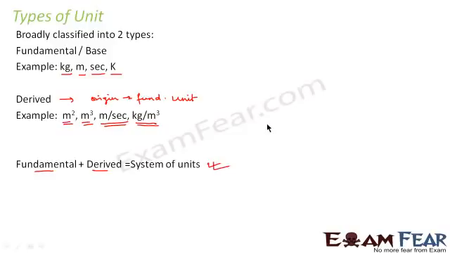So, what did we learn here? Units are classified into two types, fundamental units and derived units. Fundamental units are the basic units from which all other units are derived. Derived units originate from the fundamental units. Fundamental units plus derived units together form the system of units.